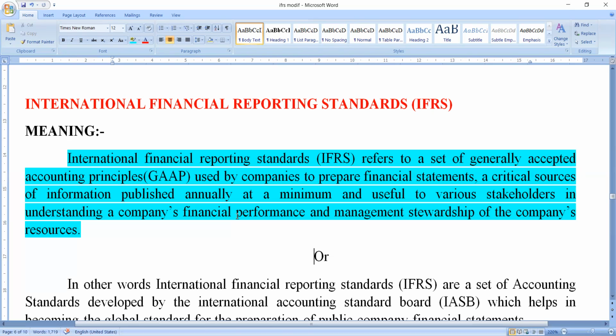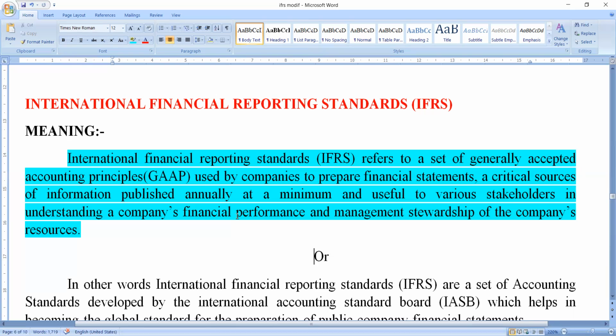Management stewardship is how the management is using the company's resources, whether assets, liabilities or any other resources of the company, how they are utilizing them. Each and every piece of information is given to the stakeholders of the organization. That is what we call IFRS. It is one of the most important meanings given for us.